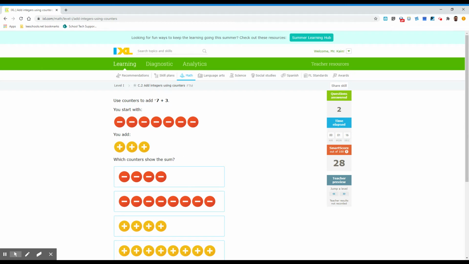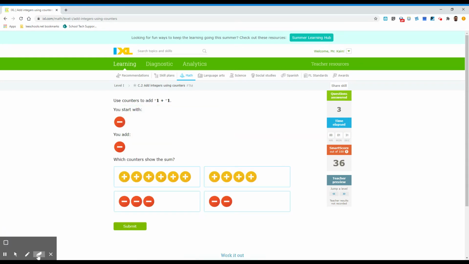Okay, so we have -7 and 3. So if you cancel them out, what are you left with? You're left with these, right? -4, which is right here. Now you can see why this would be problematic, right? When you're dealing with really large numbers, you don't want to sit there and draw counters on your page for -45 plus 86. That would take you forever and a day, right? But it's good to see visually why this is the way it is.